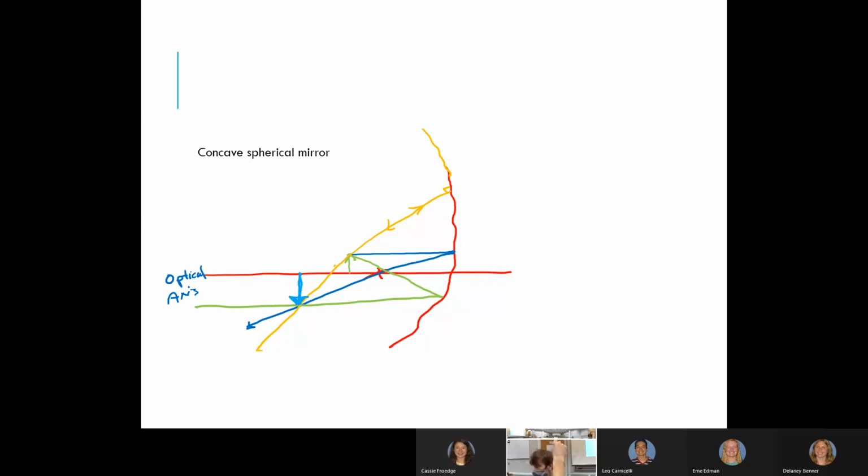Okay. So first of all, you now have an idea about where the image is located. It's further away from the mirror than the object, number one. Number two, upright or inverted?